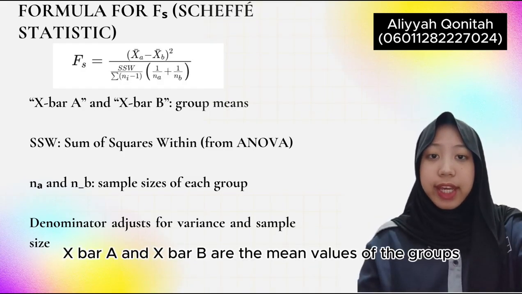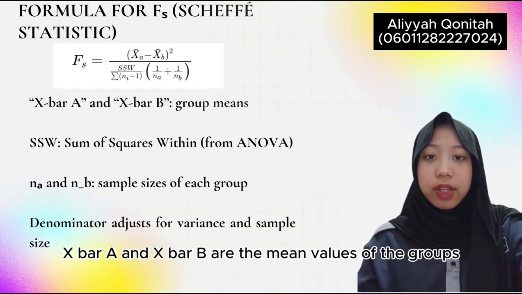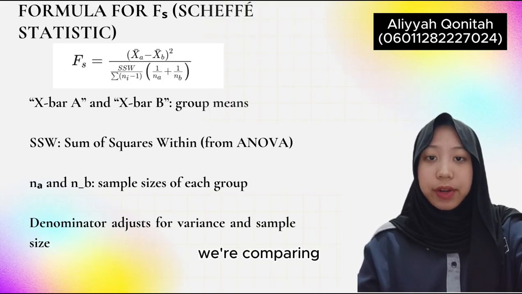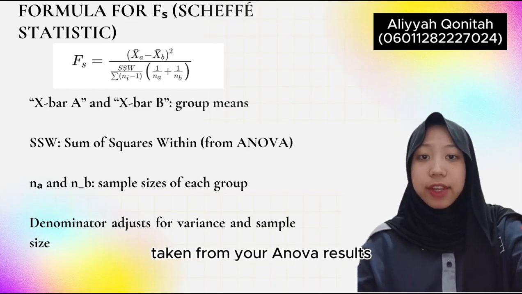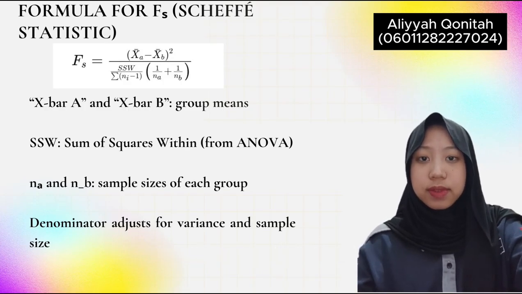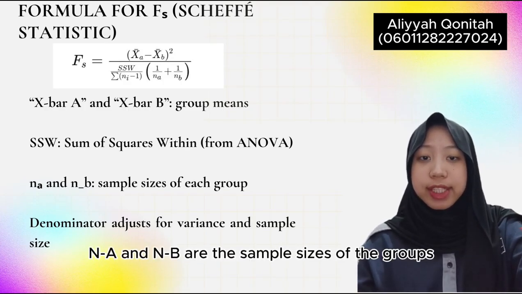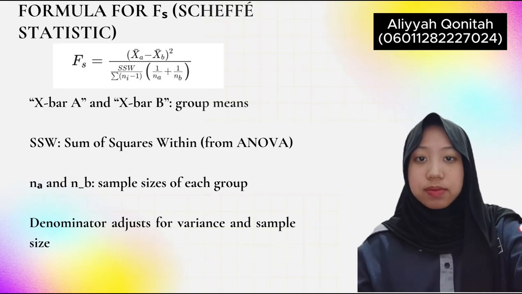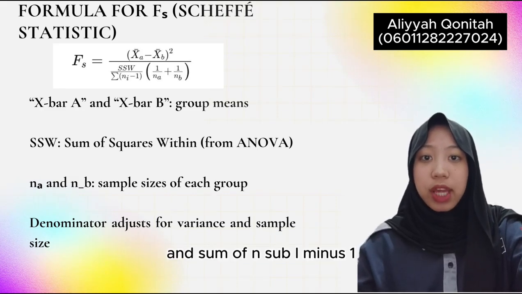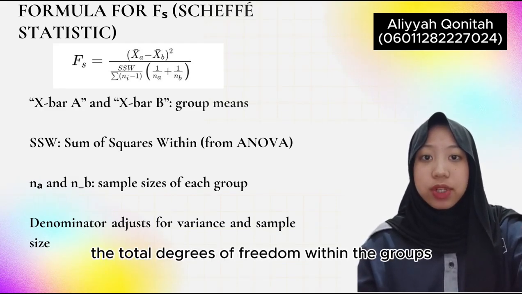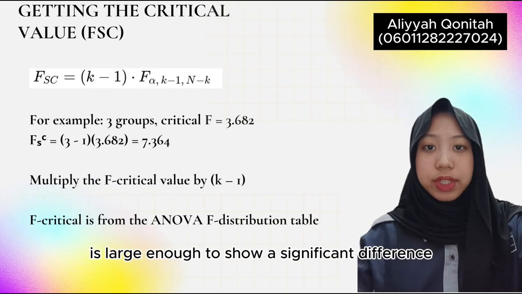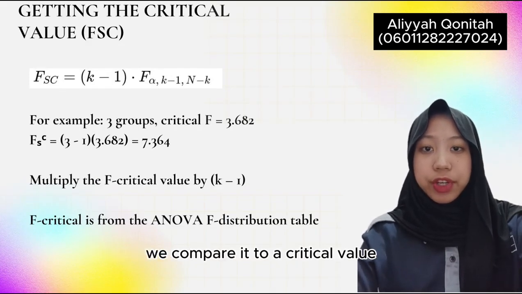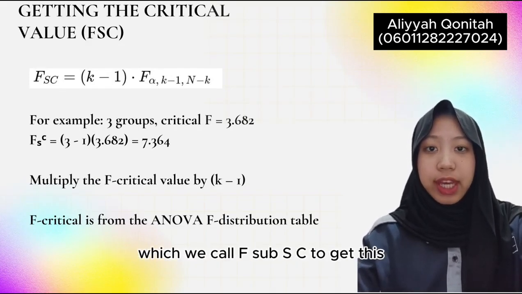Let's break that down. X bar A and X bar B are the mean values of the groups we're comparing. SSW stands for the sum of squares within, taken from your ANOVA results. nA and nB are the sample sizes of the groups. And the sum of n sub i minus 1 represents the total degrees of freedom within the groups. To know whether our calculated F value is large enough to show a significant difference, we compare it to a critical value which we call F sub SC.